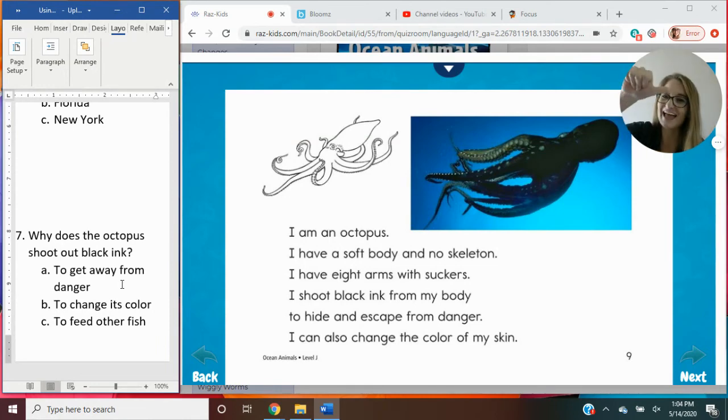Yes, it is A, to get away from danger. We know it says right here, I shoot black ink from my body to hide and escape from danger.